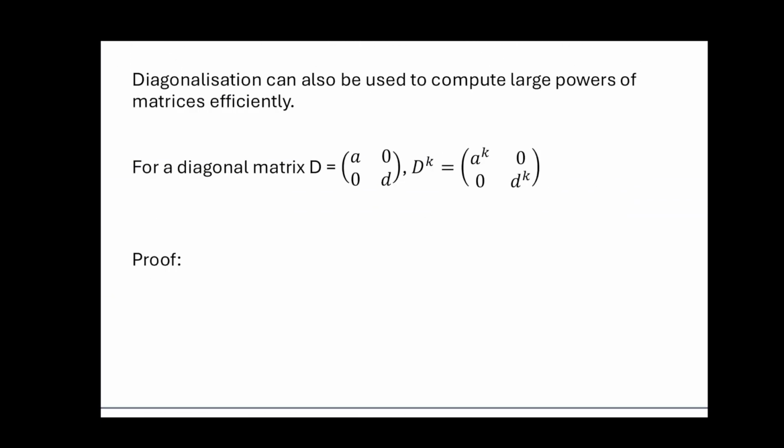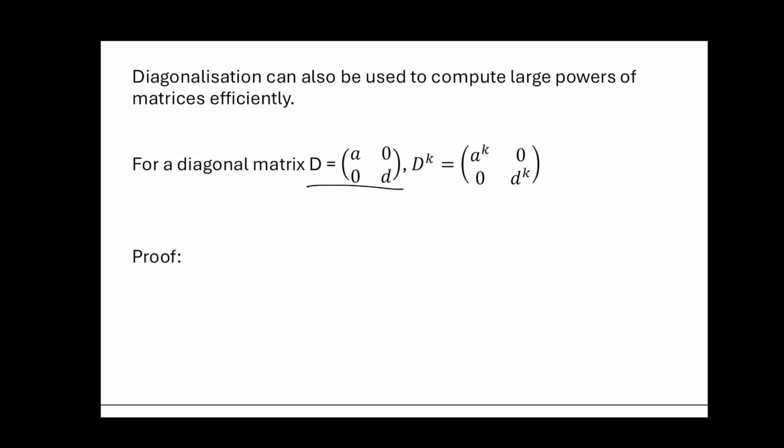So diagonalization can be used to compute large powers of matrices efficiently. That's because if we have a diagonal matrix, so this would be the general form of a 2 by 2 diagonal matrix, a, 0, 0, d, the matrix D to the power of k would be a to the power of k, 0, 0, and then d to the power of k. If we look at the proof for this, we're going to be using proof by induction. This is something that was learnt in further maths, so if you did further maths, you will be fairly comfortable with what I'm going to do.